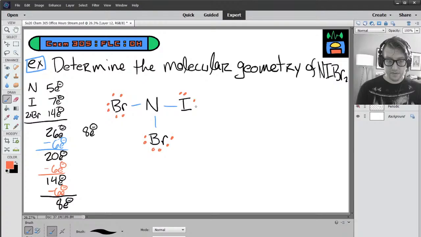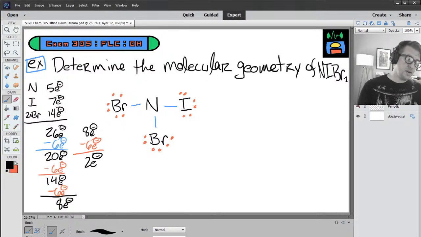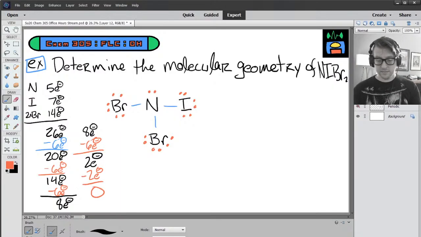So we give iodine 6 electrons, leaving us with 2. And now nitrogen needs 2, and we have our last 2 electrons in the budget. So that works out. So here's our Lewis structure. We weren't asked to draw the Lewis structure, but we needed to, en route to determine the answer, we need to find the molecular geometry.